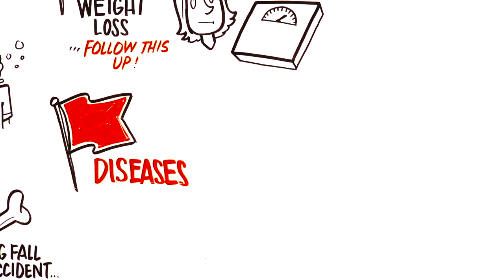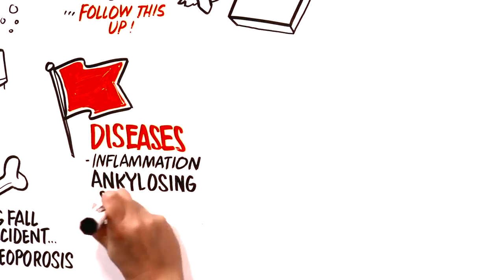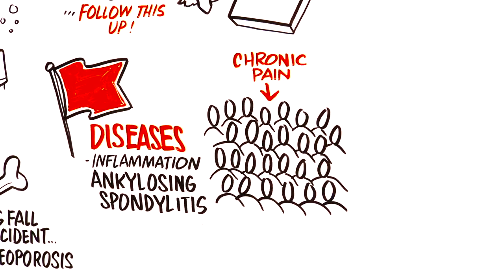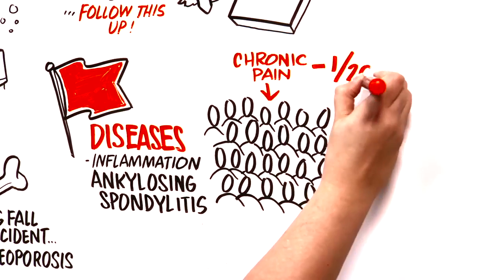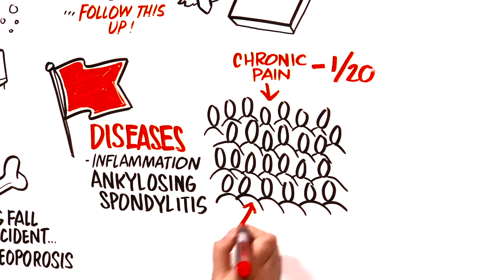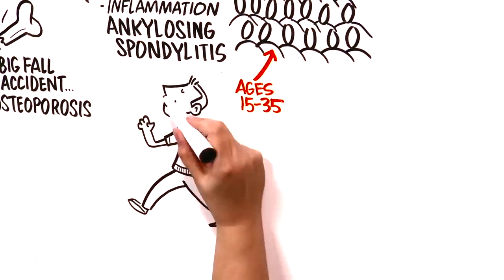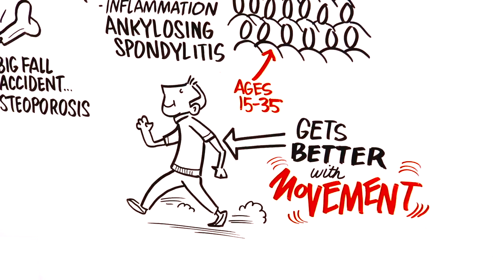Final red flag is diseases that cause inflammation, such as ankylosing spondylitis. Diseases like this can be seen in as many as 1 in 20 people with back pain. People with this have a lot of pain during the night, as well as morning stiffness. This does get better with movement, and it occurs most often in people ages 15 to 35 years old.